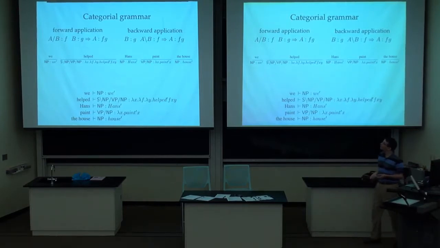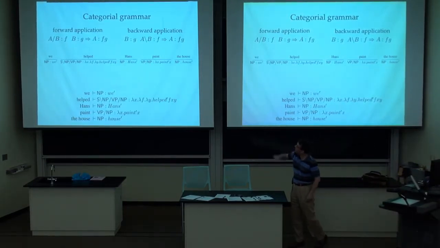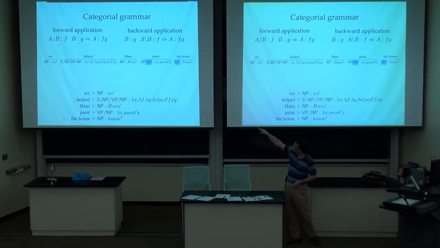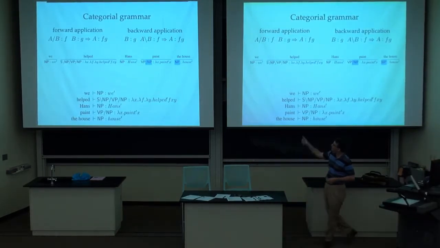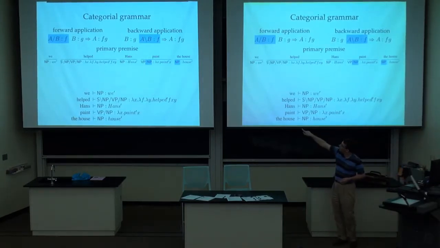And we have the same thing for backwards application. All this is doing is the same thing, where B is on the other side of A. So let's show you what this looks like. Here's an example. Over here, I have a VP that's looking for an NP to its right, and I see an NP to the right. So I call the VP there.